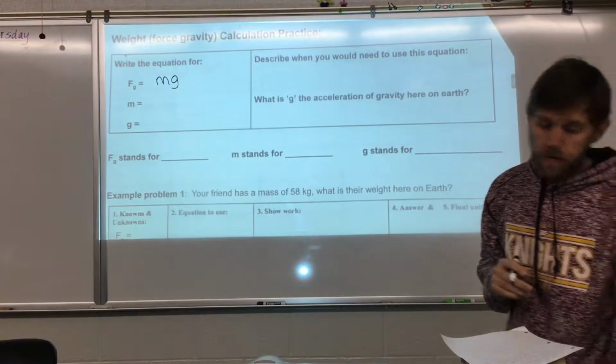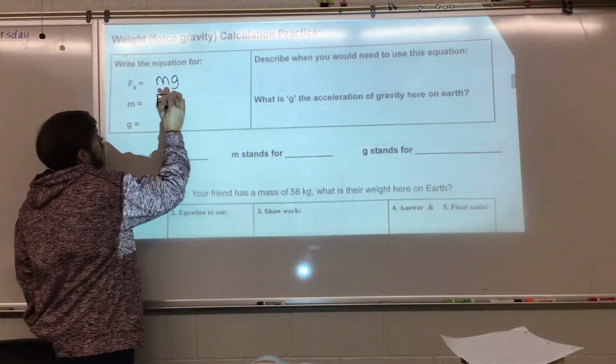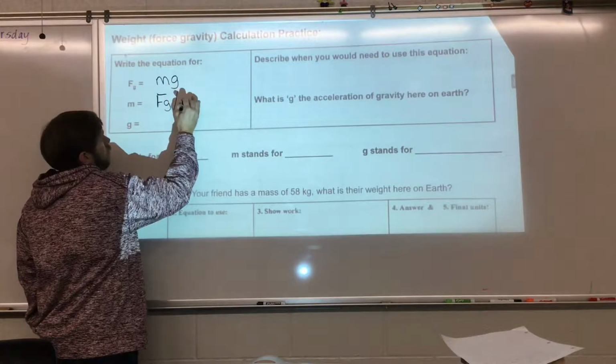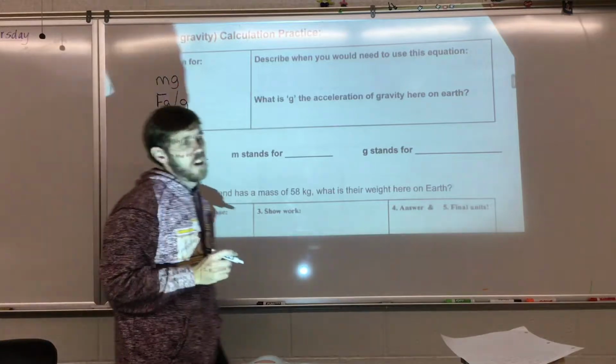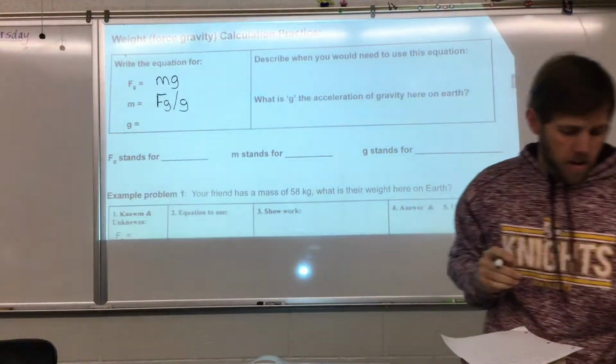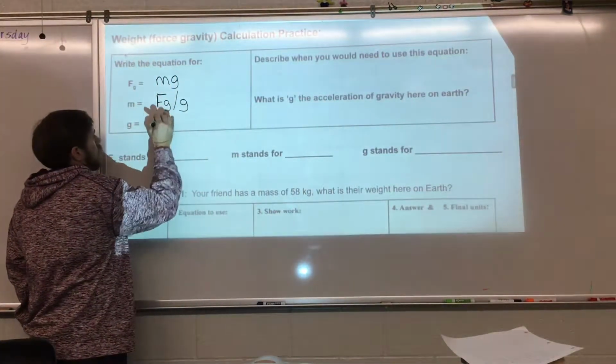Then we have mass, which is F of G over G, sorry. And finally we have G, which is F of G over M.